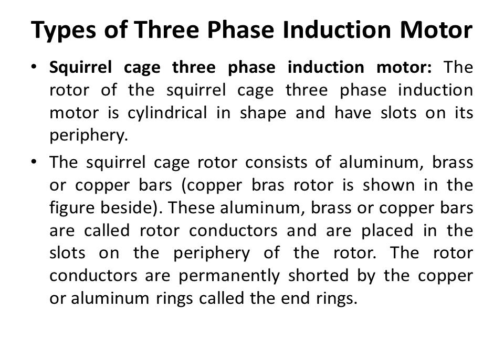Squirrel cage means the rotor of the squirrel cage three-phase induction motor is cylindrical in shape and has slots on its outer periphery. The squirrel cage rotor consists of aluminium or copper bars. These aluminium or copper bars are called rotor conductors and are placed in the slots on the periphery of the rotor. Rotor conductors are permanently shorted by copper or aluminium rings at the ends, called the end rings.